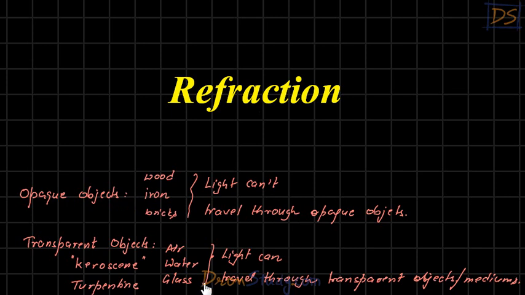Now students, when light travels in these transparent objects, light travels in a straight line. Light travels in a straight line, isn't it? Light travels in a straight line. But there is a catch to it. This is not perfectly true, students.